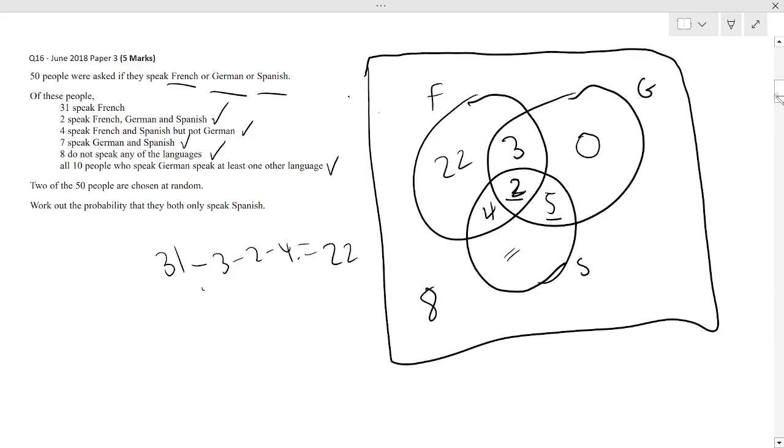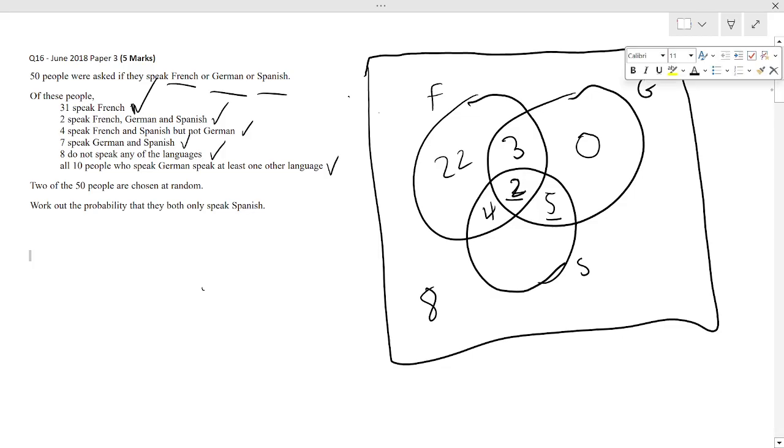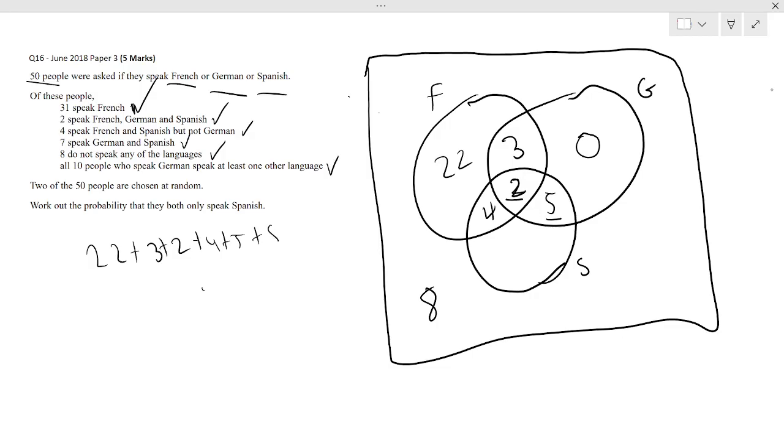Okay. Now we only got one bit of information left. But we've used everything now. As that's the only bit left, it's kind of like how with probability, all the probabilities have to add up to 1. In this case, all the numbers have to add up to the total. The total is 50. So that means 22, add 3, add 2, add 4, add 5, add the 0, which is nothing, add the 8, and then add this bit here is going to be equal to 50. So we can simplify it to 22, add 3, add 2, add 4, add 5, add 8.